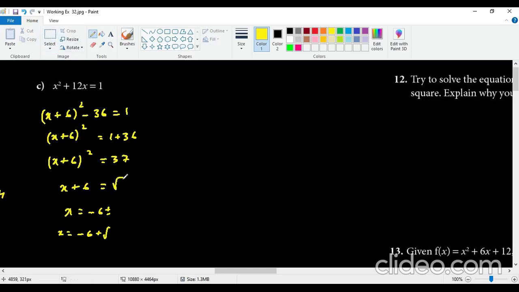It's going to be 37. So plus minus under root 37. And the first value is minus 6 plus under root 37. And the second value is going to be minus 6 minus under root 37.